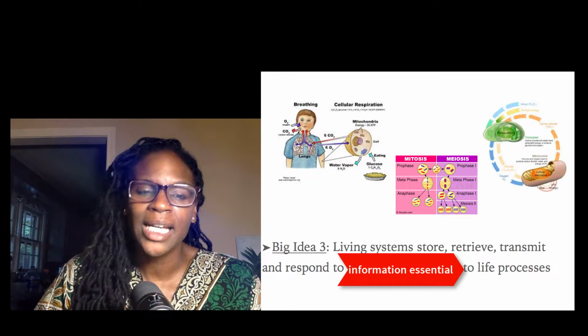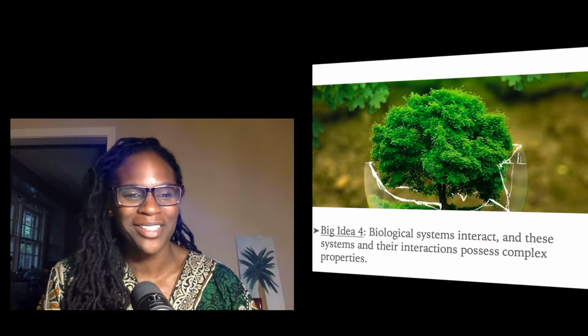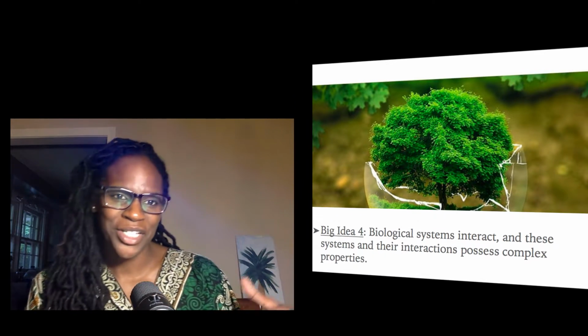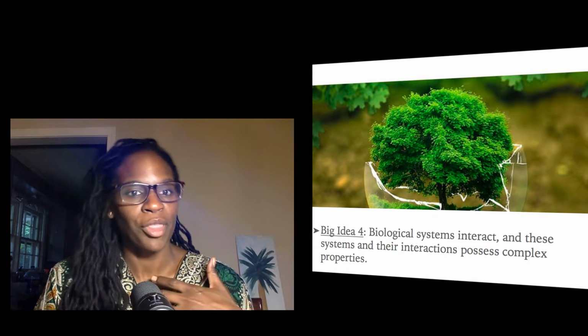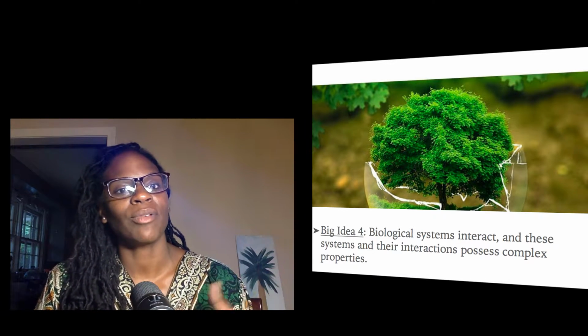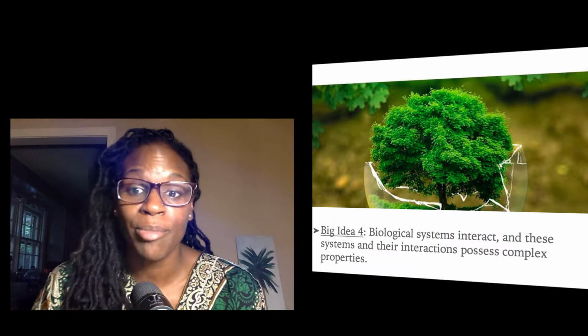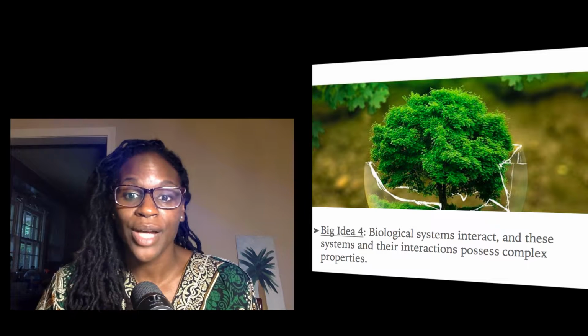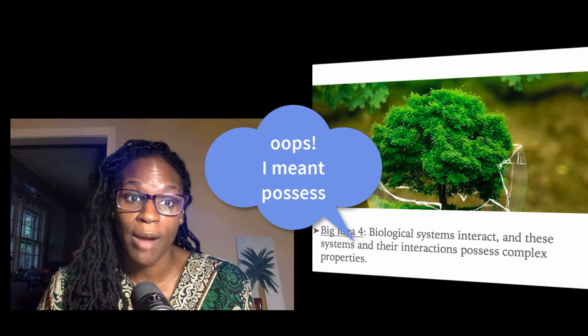And lastly, the green big idea is kind of ecology based. Anytime you deal with diversity and the interaction of different types of species and the growth of species as they relate to one another, that's going to be your 4th big idea. So it is: biological systems interact, and these systems and their interactions possess complex properties.